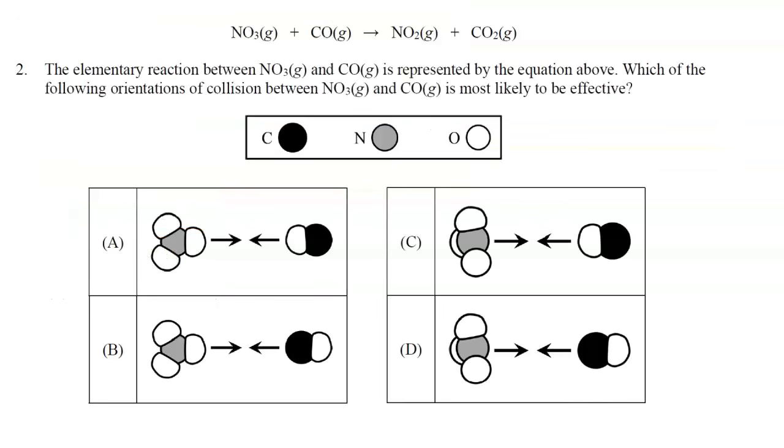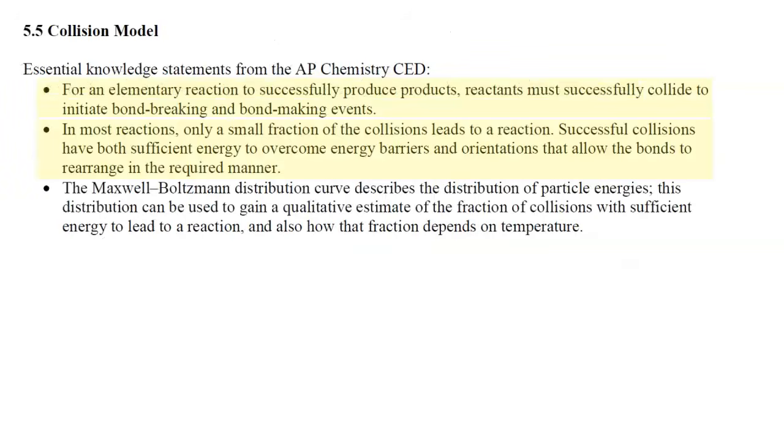Now let's take a look at question 2. Question 2 says the elementary reaction between NO3 and CO is represented by the equation above. Which of the following orientations of collision between NO3 and CO is most likely to be effective? So this question relates to topic 5.5, collision model. And here are a couple essential knowledge statements from the AP Chemistry course and exam description.